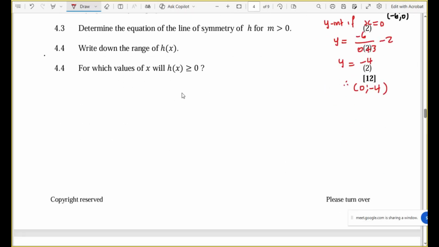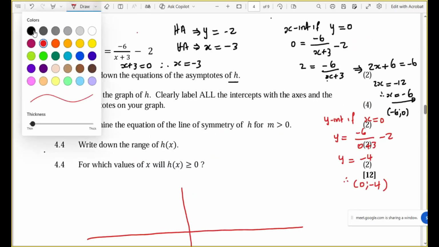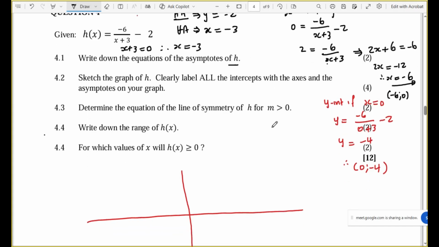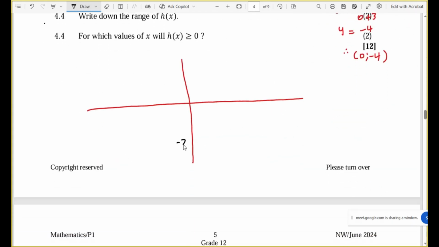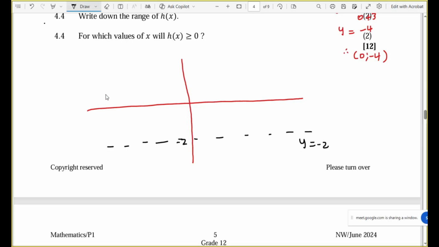I'm just going to put my graph here. Let's first draw the asymptotes. We said that the horizontal asymptote is y equals minus 2. We know that minus 2 is somewhere here. This is my horizontal asymptote, y is minus 2. Then x, which is the vertical asymptote, is x equals minus 3. It's somewhere there. This is my vertical asymptote.